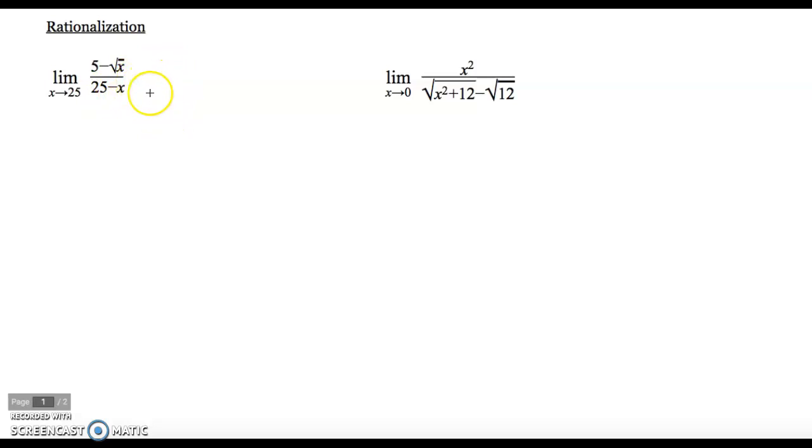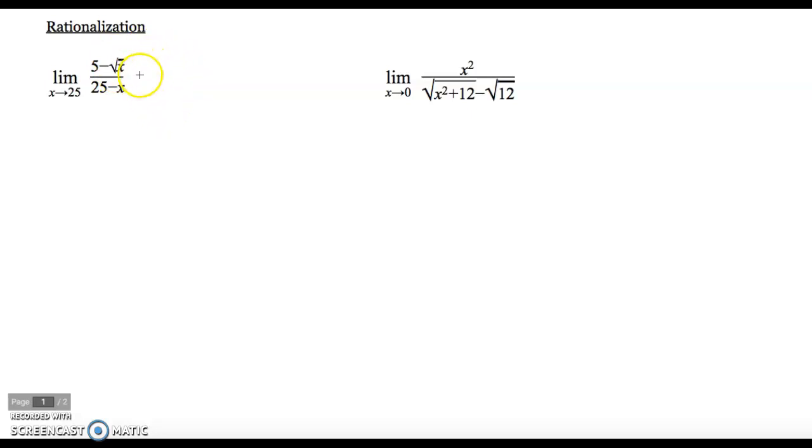So to do a rationalization strategy, first thing you always try, plug in 25. 25 on top, 5 minus the square root of 25 would be 5 minus 5. So that's 0 on top. 25 minus 25 on the bottom is 0 on bottom. So we can't directly substitute. We can't factor because there's nothing to factor. We're having a radical going on. So we use a strategy called rationalization.